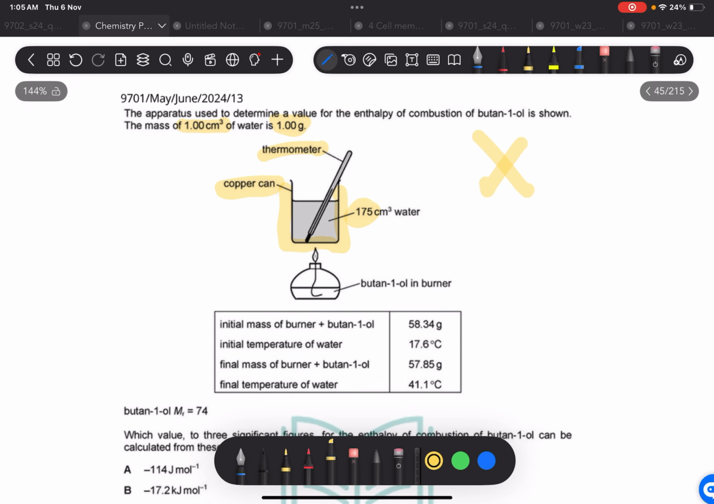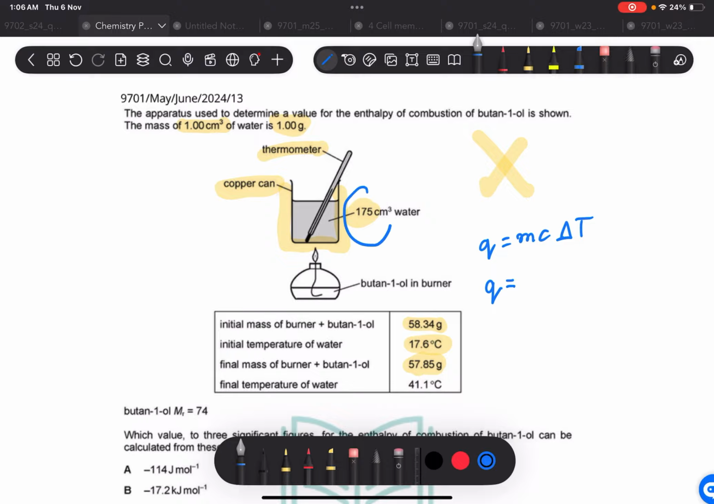Okay, initial mass of the burner. This is the initial temperature of water. Final mass of burner plus butan-1-ol. Okay, so this is how many grams of butan-1-ol is used, and the final temperature of water is this. Okay, firstly we need to find the enthalpy change. That's going to be Q equals mc delta T. You should know Q equals mc delta T. Q is going to be your enthalpy change, m is the mass of water that you are using. You have 175 cm cube.